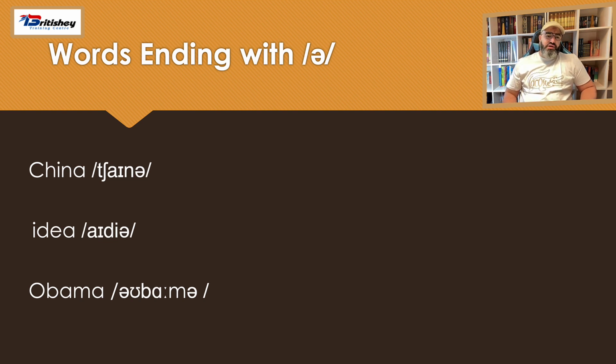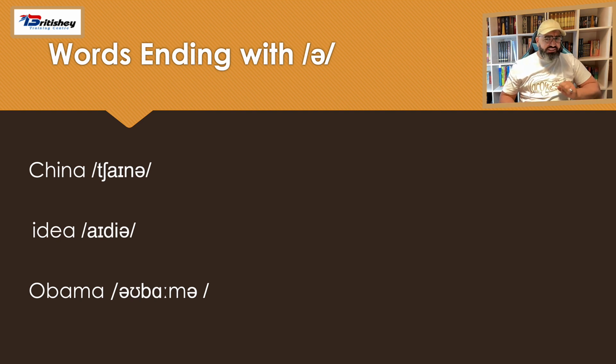This is the schwa sound, like when you say China, in the end. China. That's the schwa sound in the end. Think about idea. Think about Obama. So we have China, we have idea, and we have Obama. Now in the British accent and the Australian accent, when the schwa sound is at the end of a word, followed by another word starting with a vowel, this is when you link these two words using an intrusive sound.